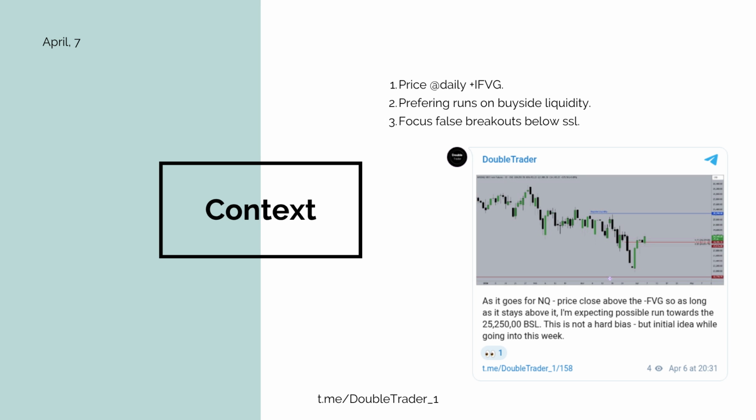So the context was price was trading at a daily bullish inversion for value gap, so I was preferring runs on buy side liquidity predominantly, and my specific focus for the London Open session was focusing on false breakouts below sell side liquidity. With that said, let's jump straight into the actual live action.